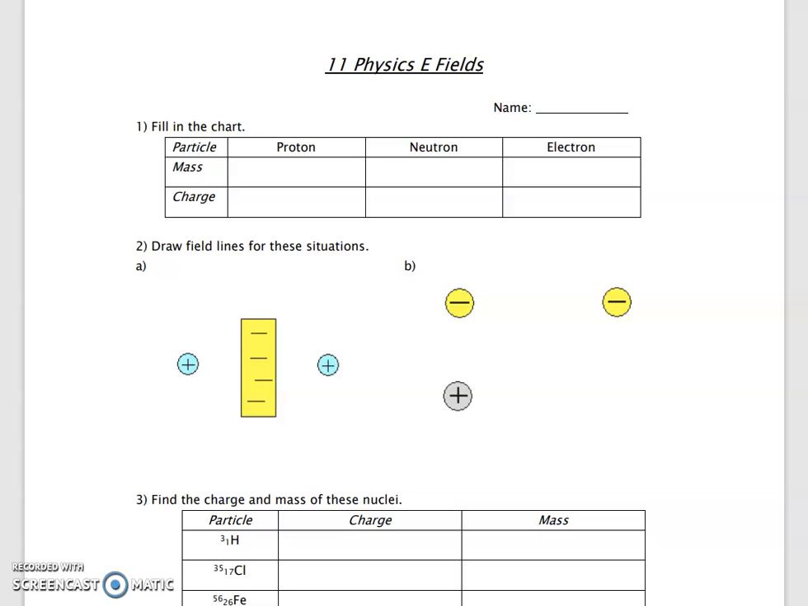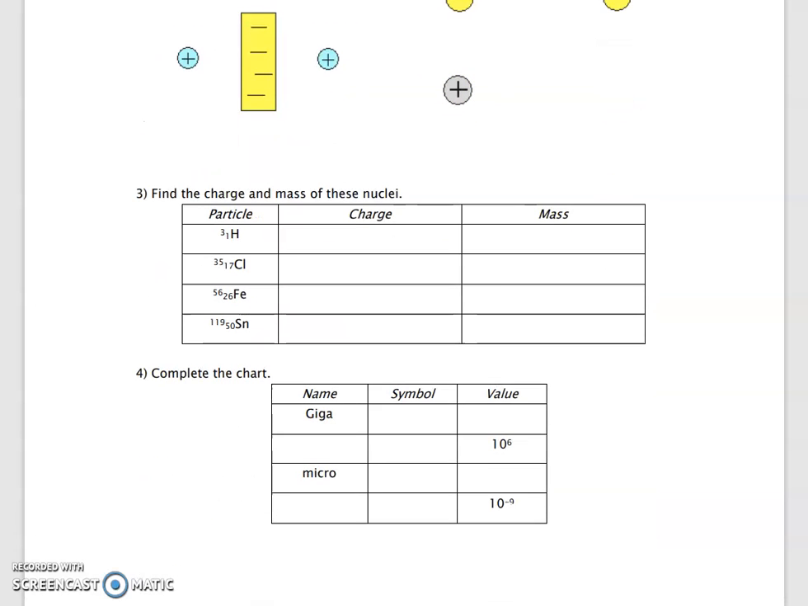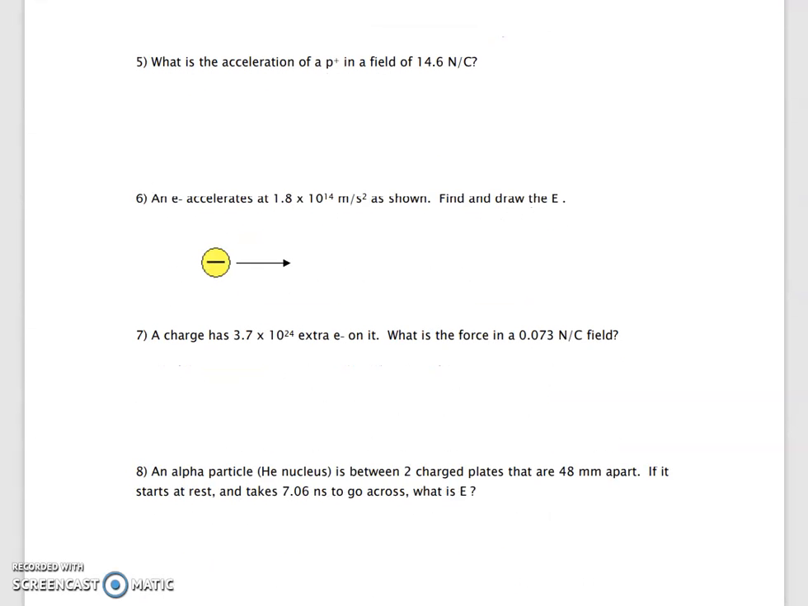The big thing for that is symmetry, making sure there's field represented all around the objects is a really big thing for that type of thing. Finding charges and mass of nuclei and completing the chart for basic prefixes. Again, you can find that stuff in other places, and there's even videos on how to find charges and mass of the nuclei. We've practiced that before, and I've shown you some stuff on that before. So let's focus more on the actual questions on the second side.